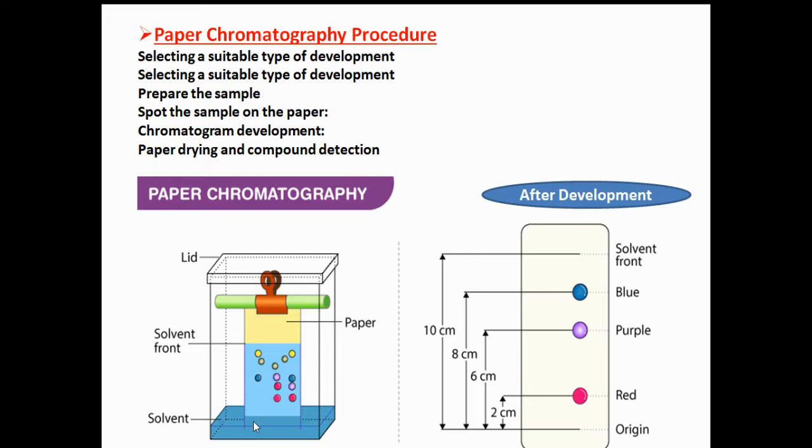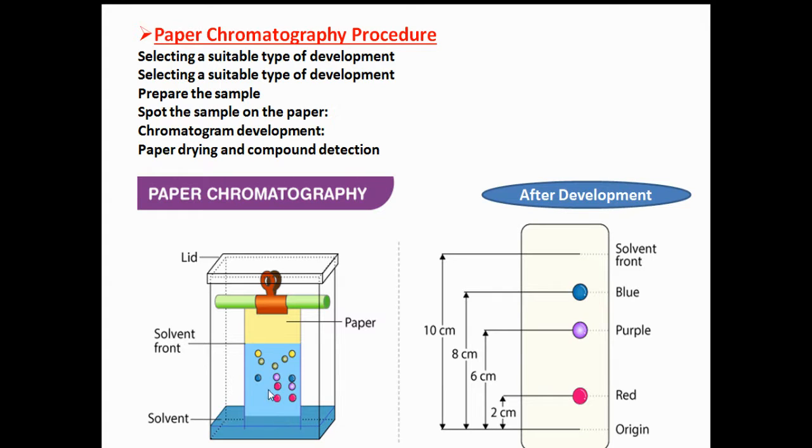Now the paper is dipped. We have to see that the origin line should be above the level of the solvent. Now, because of capillary action, the solvent will slowly rise up the paper. As it passes through the surface of the paper, it will interact with the sample.